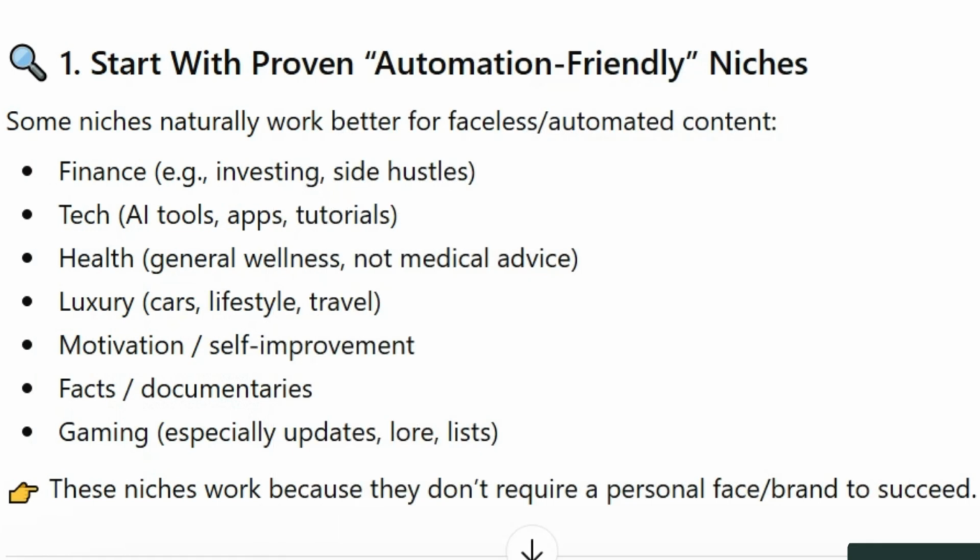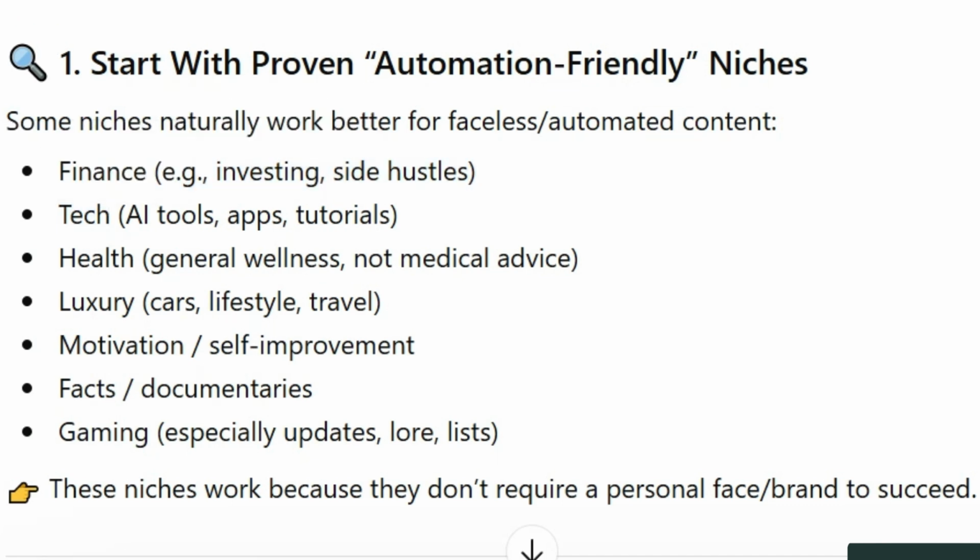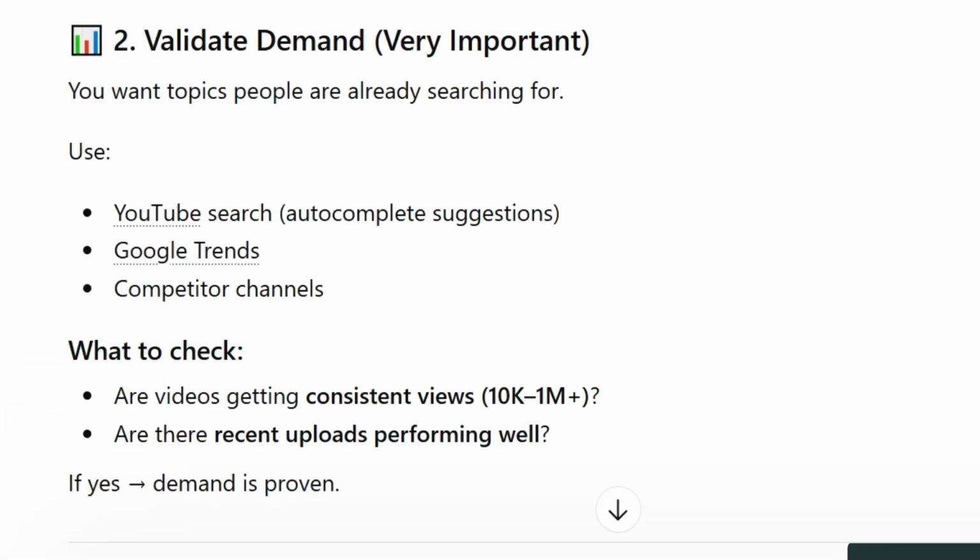So first things first, you have to start with proven automation-friendly niches like finance, about investing, side hustles, tech, AI tools, applications, and how-to tutorials, health, luxury, cars, lifestyle. Also, you can look for motivation, facts, documentaries, and then gaming, especially updates, lore, lists. So, for example, if you want to focus on tech or AI tools or applications, then the next thing to do is to look for any topic related to tutorials or tech tutorials.